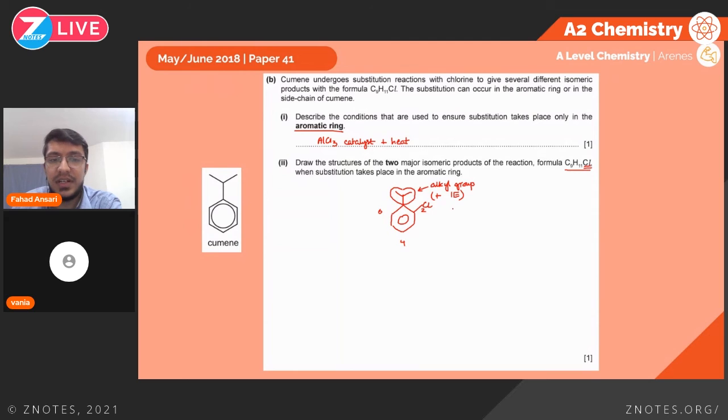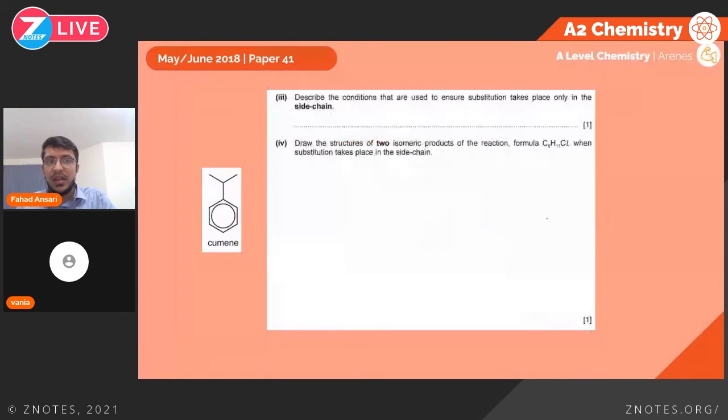So I could bond this over here, or I could draw the structure again. I need to draw two major products, and number 4 is going to get this Cl. All right? So that is your answer to this question. Now it says, describe the conditions that are used to ensure substitution takes place only in the side chain. Previously, we looked at the aromatic ring. Now we're going to ensure that the chlorine is going to substitute one of the hydrogens in the alkyl side chain. Now for this, you need not AlCl3 catalyst, but you need ultraviolet light.